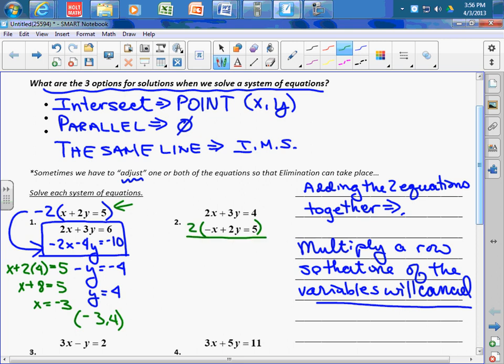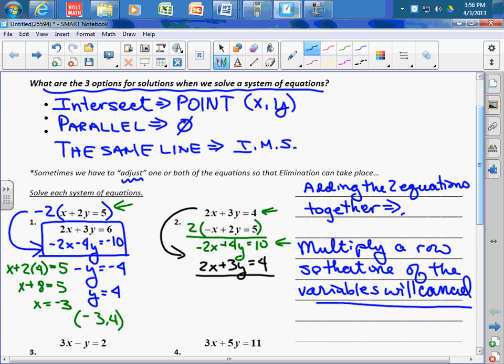But anyway, I'm going to take 2 times negative x and get negative 2x. 2 times 2y is plus 4y. And then 2 times 5 is 10. And it's this equation and this equation that I'm going to add together. So I'm going to go ahead and rewrite that top equation. I'm going to bring it down, and I'm going to put it here. I'm going to have 2x plus 3y is equal to 4.